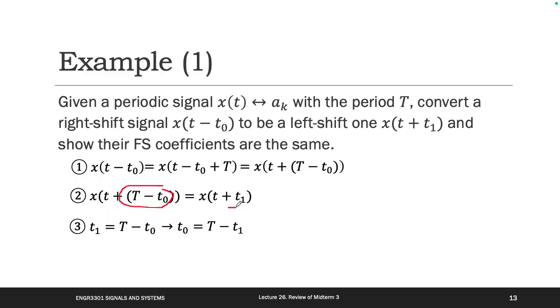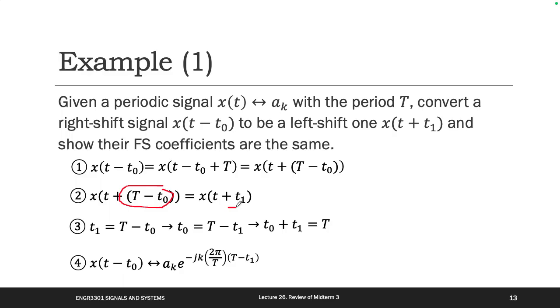Then you can try using this part for this part, and then you will have T naught equal T minus T1, and then you will find T naught plus T1 equal T. For x(t minus T naught), we have this Fs coefficient. Do you know why? Because this is T naught, right? T naught equals this one. That makes sense to you? Yeah, it's the same thing.